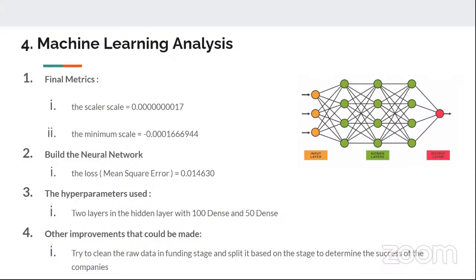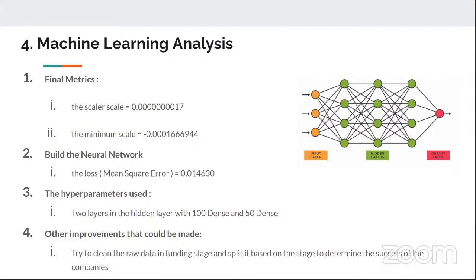We found that the most important 2 metrics are the scale and the minimum scale, which we could use to reverse the value from 0 to 1 back to the real funding amount. Sorry. After that, we took the last 40% for testing, and we used our neural network to predict and to see how much the loss and the prediction would be after testing. And we found that the percent of loss is less than 1.5%. So it's accurate and efficient. In the hidden layers, we use two layers, as Mujahid said, with 100 density and 50 density.